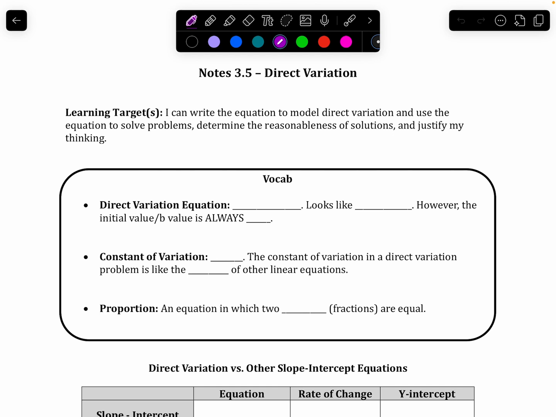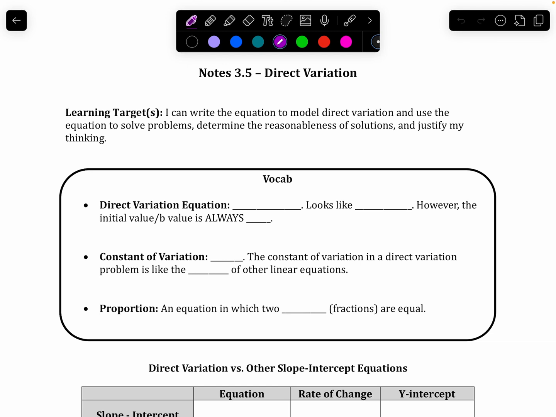Good afternoon, everybody. We are going to be covering notes 3.5 today, which is going to involve direct variation. Our learning target is I can write the equation to model direct variation and use the equation to solve problems, determine the reasonableness of solutions, and justify my thinking.